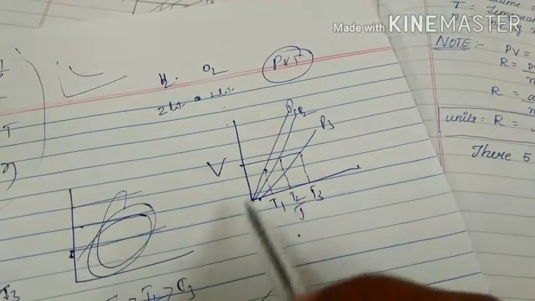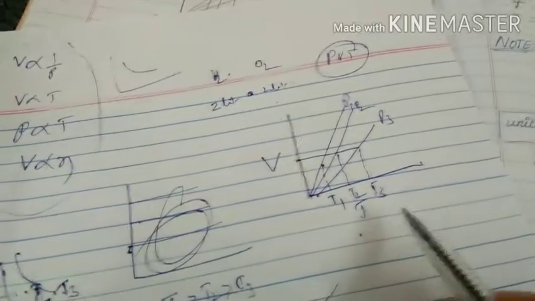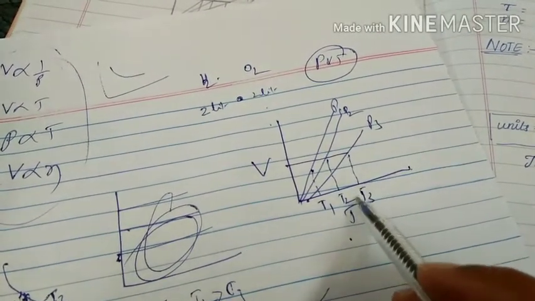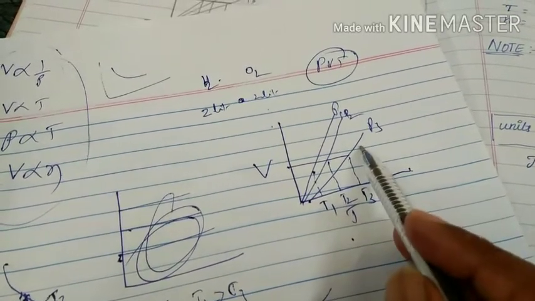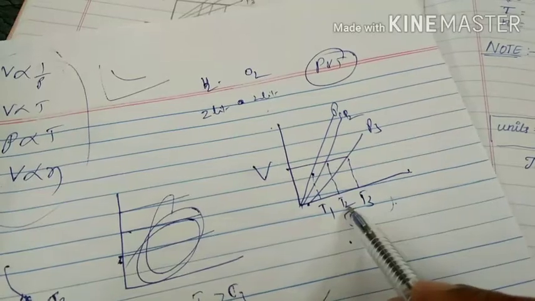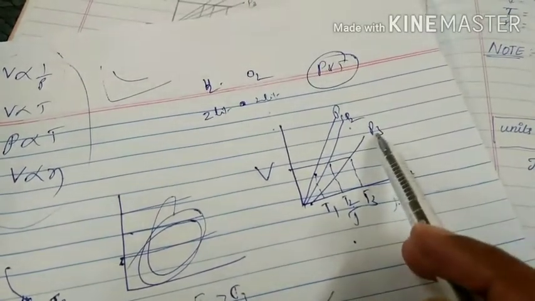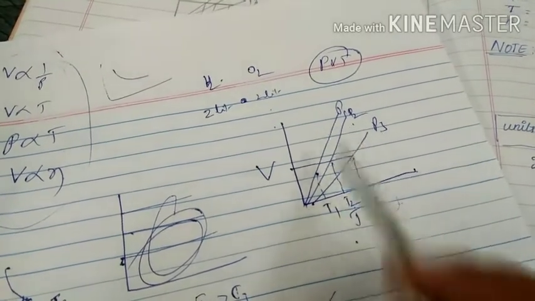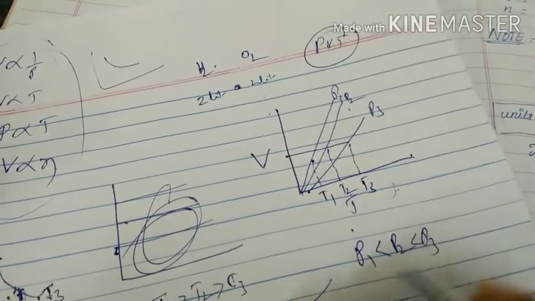If volume is constant, then between temperature and pressure, which relation is there? Between pressure and temperature, a direct relation is there. That means if pressure increases, temperature also increases. So from left to right, temperature increases. Here T3 is more, so automatically P3 will be more. Here T2 is less compared to T3, so P2 will be less compared to P3. Here T1 is the least among all temperatures, so P1 will be the least among all pressures. So the relation is P1 less than P2 less than P3.